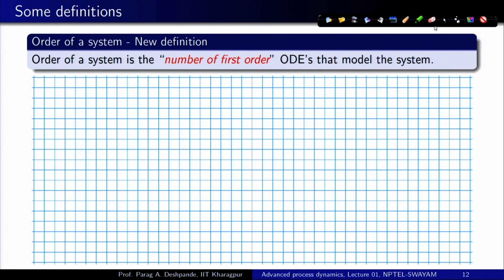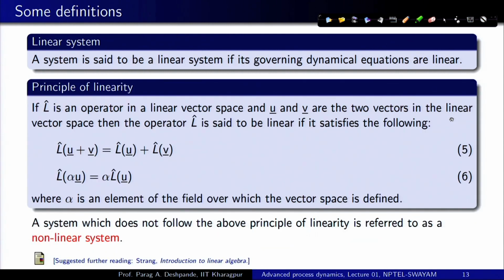Okay. So, now let us take one more concept and define what a linear system is. We would be dealing with linear as well as non-linear systems. We need to first define what a linear system is. A linear system is defined as the one whose governing dynamical equations are linear.